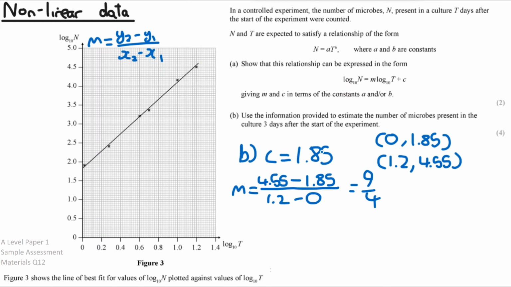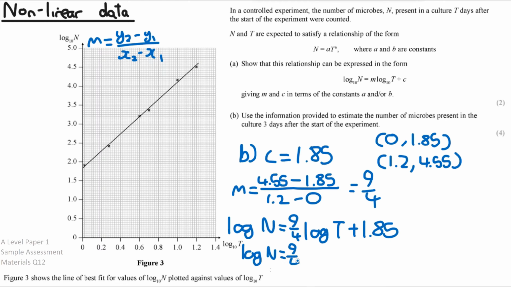So therefore, the equation of this line here is log of n is equal to 9 over 4 log t plus 1.85. And now what we can do is sub in the value of 3 in order to get out this value of n. So it's going to be log n is equal to 9 over 4 log 3, plus 1.85. And if you put this into a calculator, this is equal to 2.923 and then a bunch of numbers.